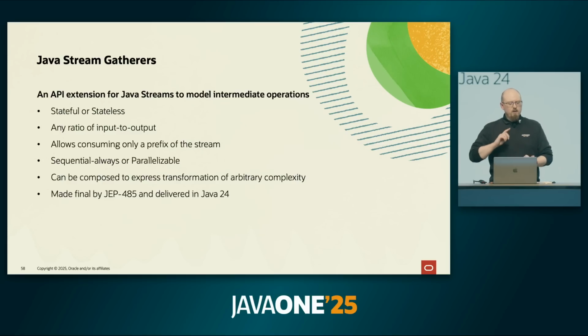It allows you to do stateful or stateless operations, any ratio between inputs and outputs, and to consume only a prefix of the stream. It allows you to say that this operation is only ever to be executed sequentially, or that this operation is parallelizable. You can compose them together, and it is now final in Java 24.